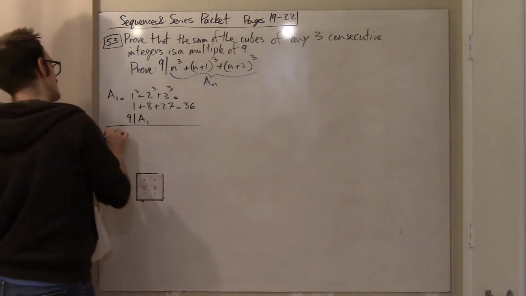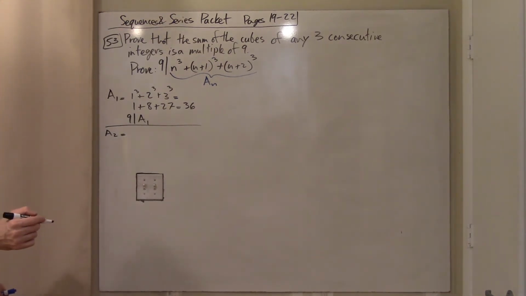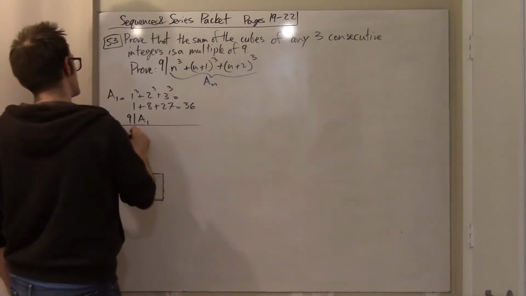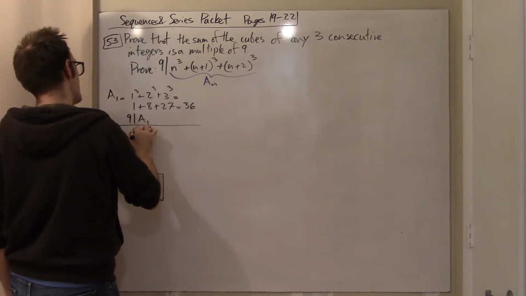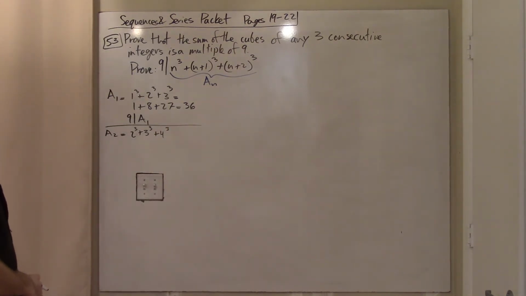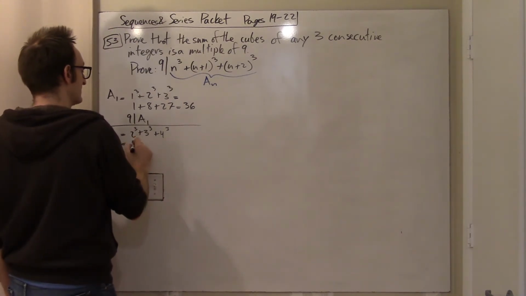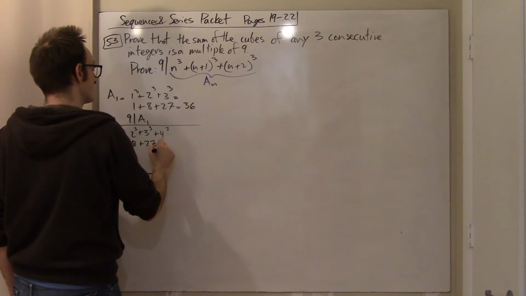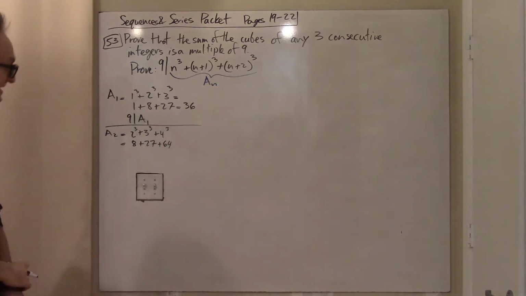Okay, just so I really believe it deep down, we can see what is a2. Well, a2 is just 2 cubed plus 3 cubed plus 4 cubed. So what happens when you do this? Well, you get 8 plus 27 plus 64. What's that? 35 and 64 is 99.